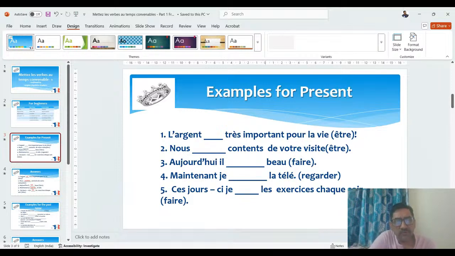And then we have aujourd'hui. Aujourd'hui means today. So il fait beau. So you just conjugate faire in present tense. Maintenant, je regarde la télé. Okay. Again, present tense. Ces jours-ci, and faire again, you're going to conjugate. So you can just say fais.